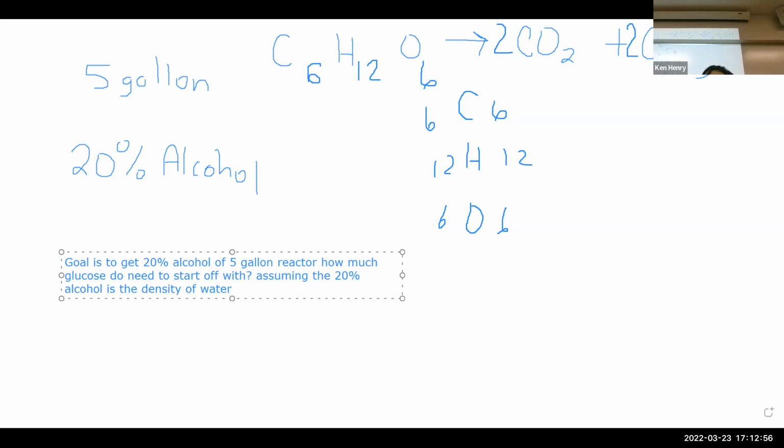So if it's 20%, we're assuming it's 20% volume roughly, right? So if we assume 20% volume, then we're talking about a 5-gallon total volume that we're working with. So then we'd use that value to calculate the mass of alcohol that we're making, or how much we want to make. Okay. So if we assume that the density of 20% alcohol is going to be the same as water, so it's just 1, yeah. Okay. So then we're able to get the mass of both the alcohol and the water that we want.